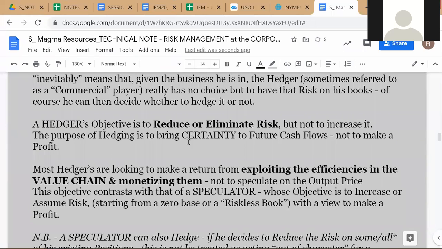Okay, and this is something else you need to learn, which is that the purpose of hedging is not to make a profit. There's an example in your text, in the readings I've given you. One second.